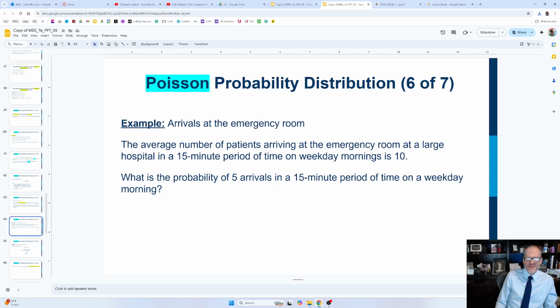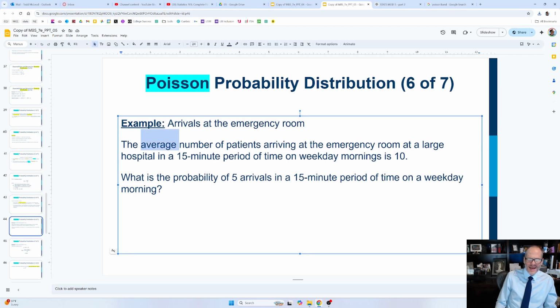The average number of patients arriving at the emergency room at a large hospital in a 15-minute period of time on weekday mornings is 10. So here's the average, 10. That's our mu. And what is the probability of 5 arrivals? Here's our x: 5 arrivals in a 15-minute period on a weekday morning. So we don't have to do any conversion. If they said 5 arrivals in a 30-minute period, that might be 10 arrivals. If they said 10 arrivals in a 30-minute period, we might have to say that's 5 arrivals in a 15-minute period or something like that.